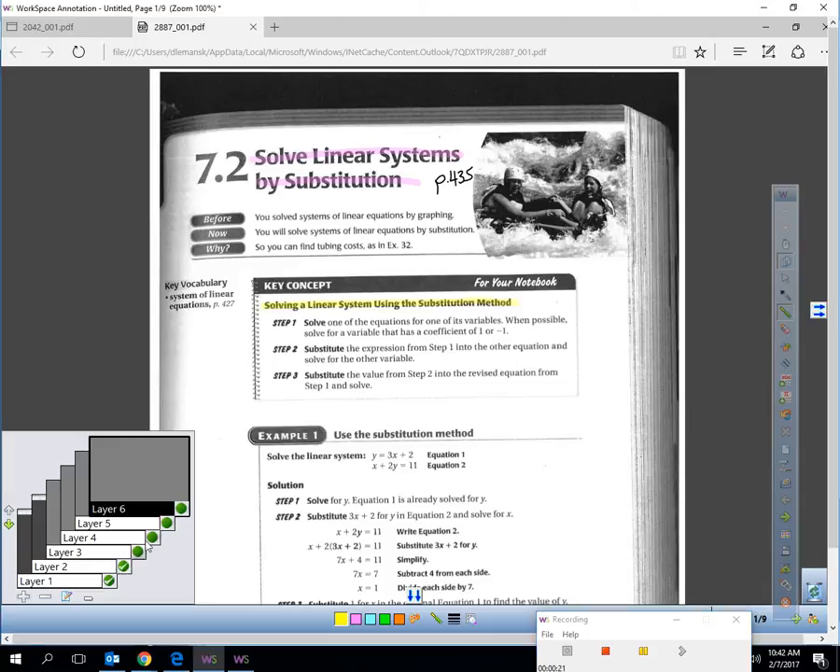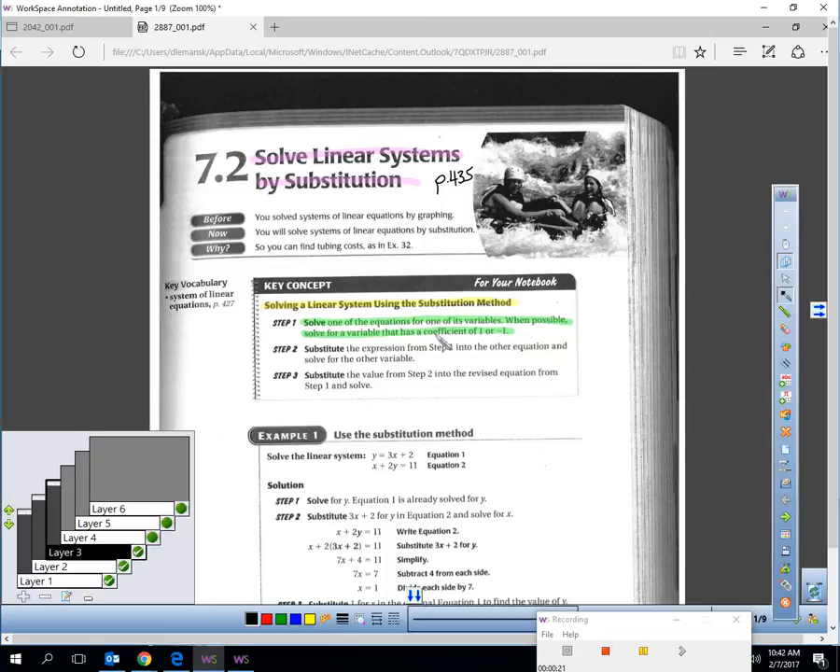Now, to substitute, you're going to see here it's a three-step process. The first step, you want to solve one of the two equations in your system for one of its variables. When possible, solve for the variable that has a coefficient of 1 or -1. Now, a couple things to review there. Remember, the word coefficient means number in front of variables. So if you look at either equation and you see a variable that would have a 1 or nothing in front of it, which means 1, that's the variable you should make sure you isolate.